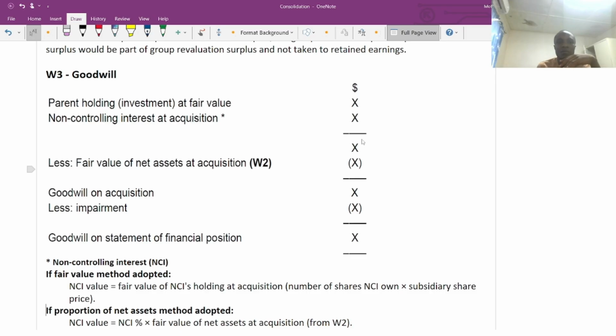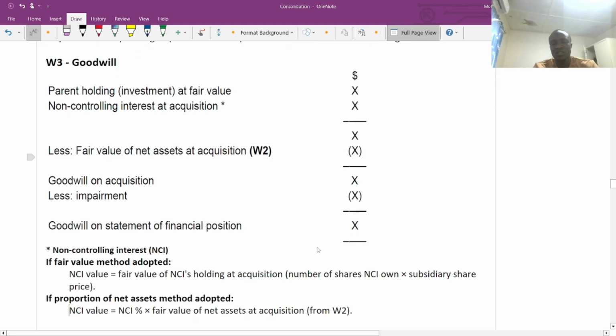So now this is the formula. We look at the parent holding, the investment at fair value. We look at the non-controlling interest at acquisition. And we less the fair value of net assets from working two at acquisition. Then we get goodwill at acquisition. If there is any impairment given in the question, we deduct the impairment. Then the difference will be the goodwill that we show in the statement of financial position. Very important.